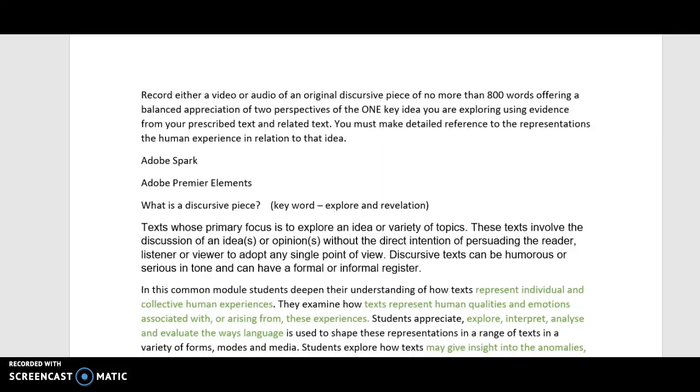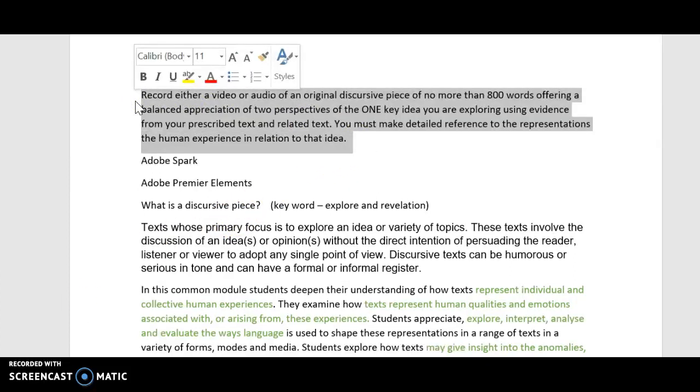Hi Year 12. This video is going to take you through the discursive component of the assessment task and what is required. So firstly, let's have a look at the question that you're dealing with. Now remember, you've written your information text and you have given us the key idea, and you've discussed how that key idea is represented in both texts.